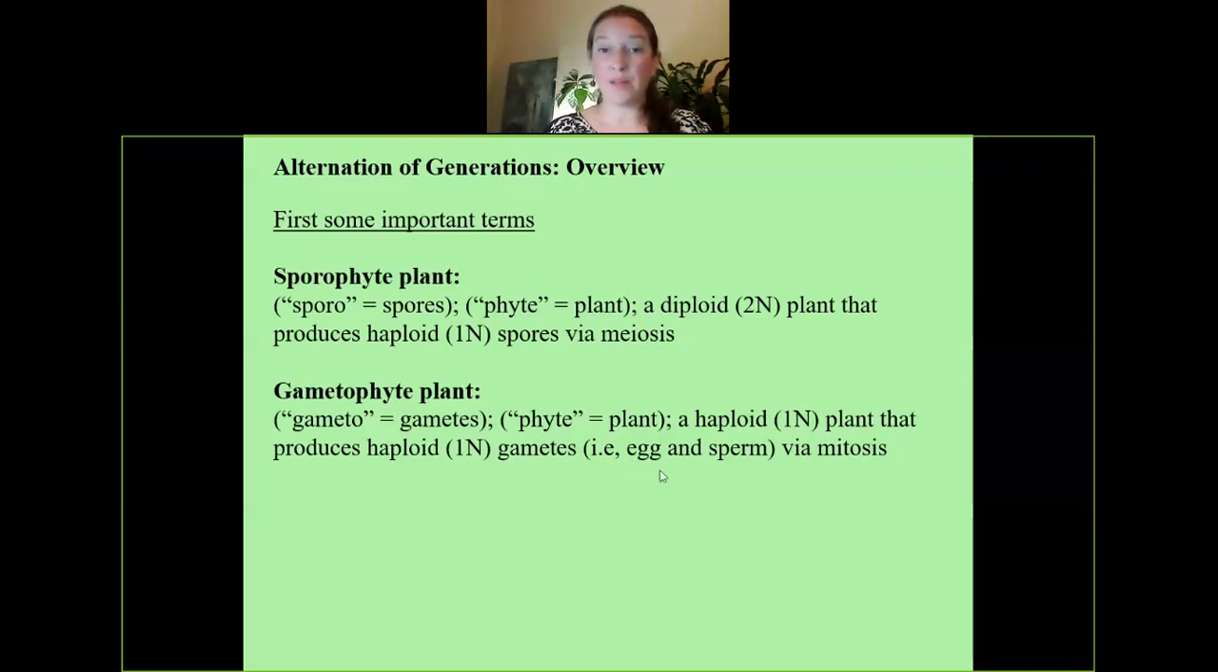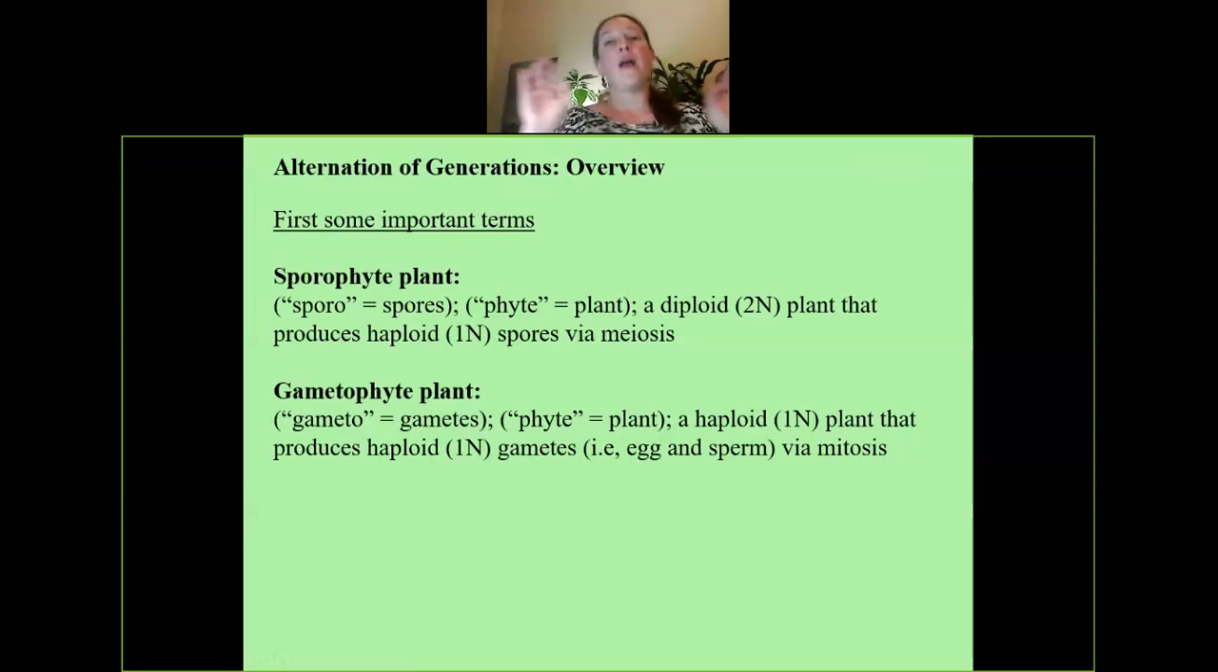However, those spores are going to grow into the gametophyte plant. And that gametophyte plant, which is haploid, all parts of that gametophyte plant are haploid, or 1N, is going to then produce gametes, egg and sperm. And we will walk through that now, I'm pretty sure.